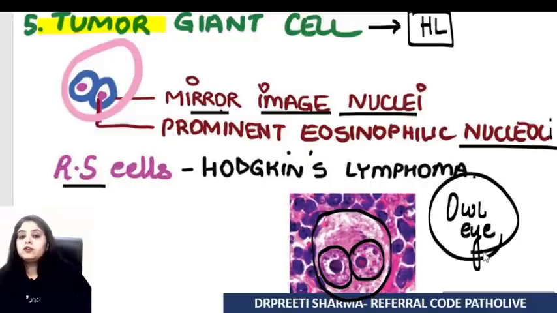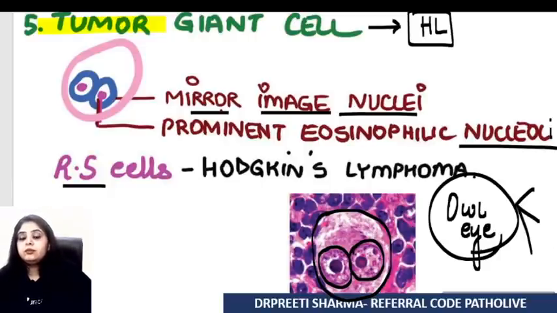Now, one small homework for all of you. In pathology, there are a total of 3 owl eyes which you need to know. One owl eye I've told you is the Reed-Sternberg cell. The second owl eye, most of you will be able to answer, which is some virus, which I'm sure all of you know. But I also want you to answer the third owl eye. I want all of you to comment below, and then I'll obviously be giving you the right answer. So owl eye seen in 3 places. One of them is RS cells, waiting for the other 2 answers. Okay, having said that, this was a quick recap of all the giant cells.